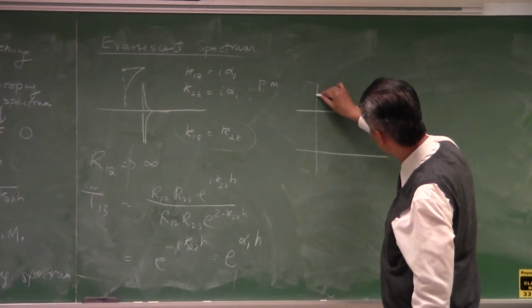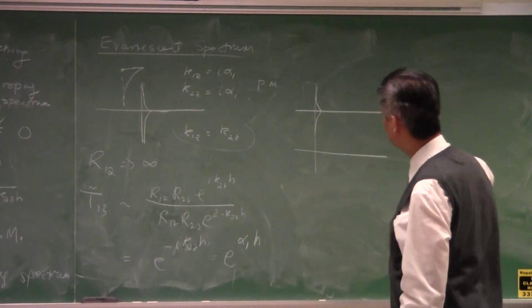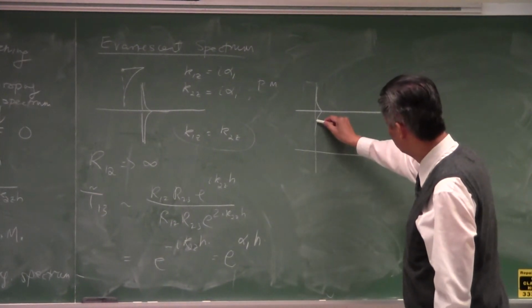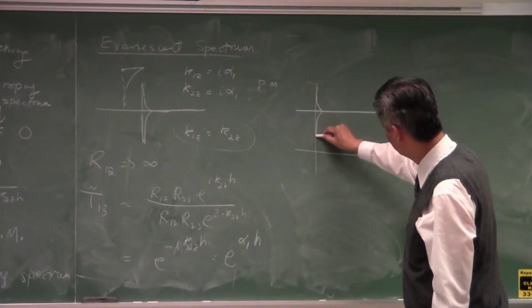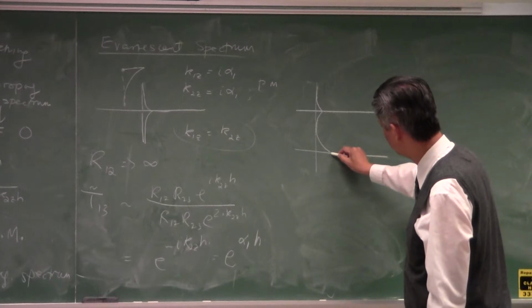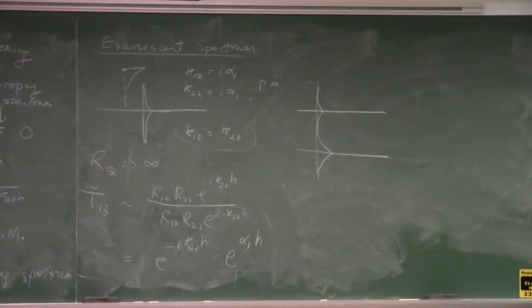Okay, if there's some loss, then there will be a surface plasmon mode excited at one interface. And then this exponential decay will excite another surface plasmon mode. The reflected one will also be exponentially decaying. And the two surface plasmon modes will look something like this.